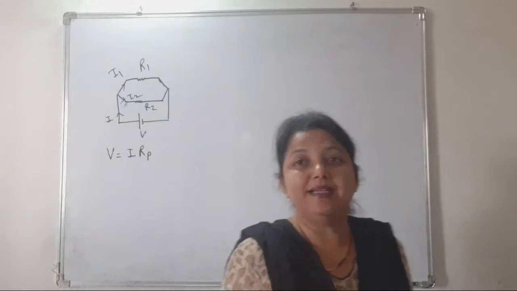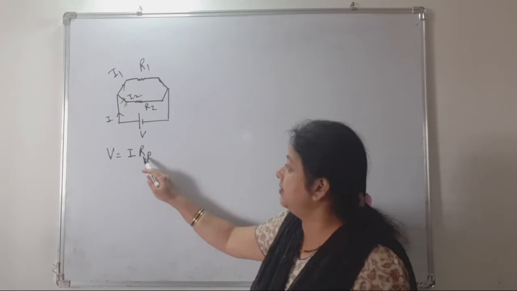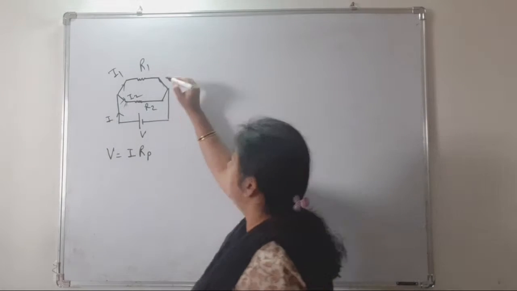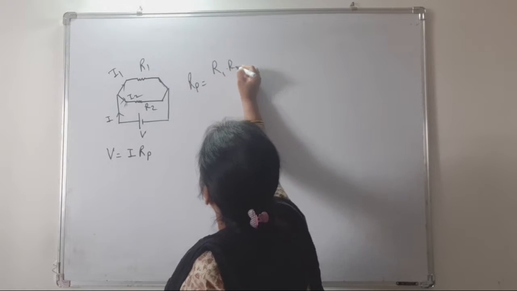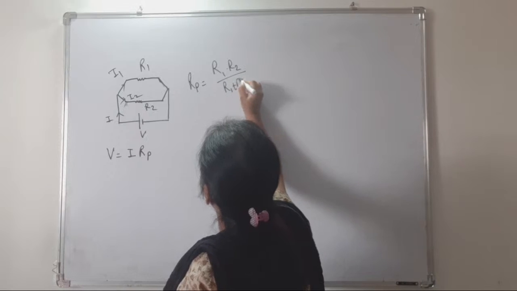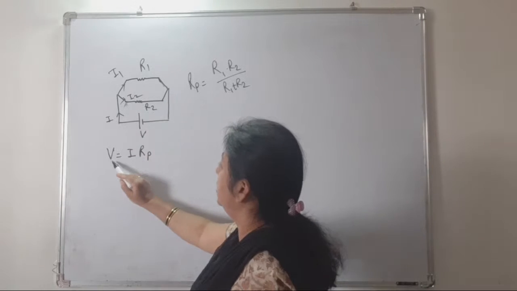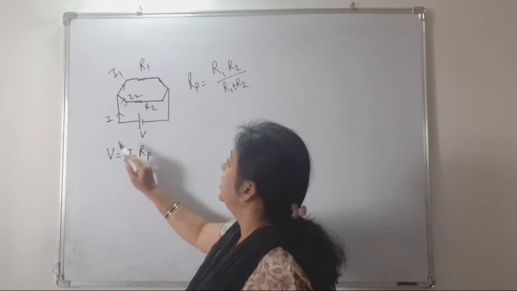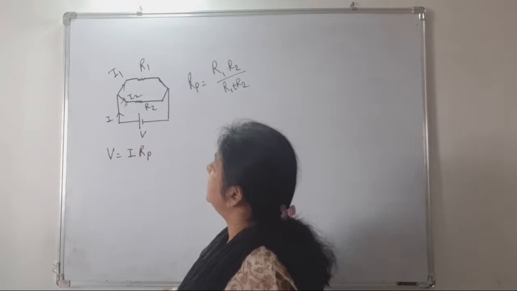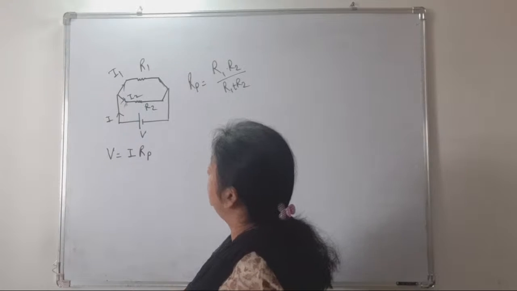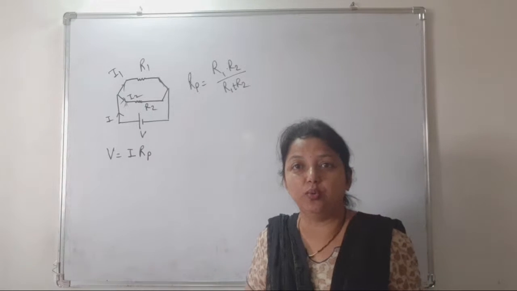Suppose two resistances R1 and R2 are in parallel. Rp is the effective resistance of the parallel combination. What is the formula for Rp? Parallel resistance is given by R1 into R2 upon R1 plus R2, and I is the total current due to the source of potential V. I is equal to I1 plus I2, where I1 is the current through R1 and I2 is the current through R2.